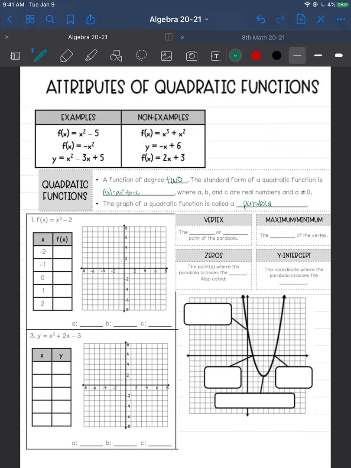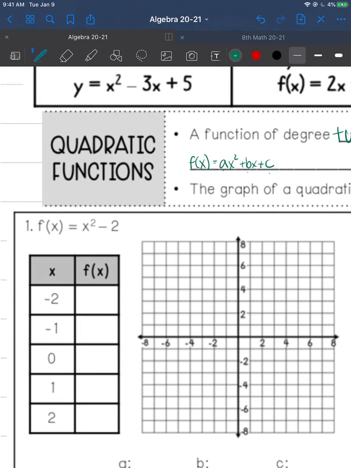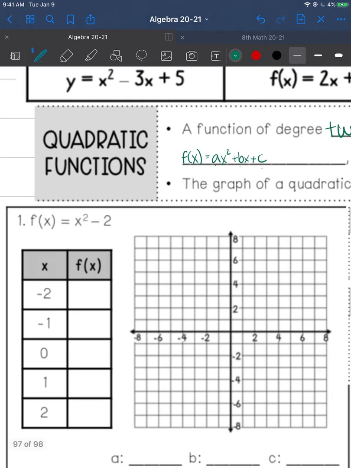So, what are parabolas? We're going to graph this, and I think we're just going to do the first one for time's sake. We're going to fill in this table based on our function. Everywhere there's an x, this is saying f of negative 2, so I'm going to put negative 2. Negative 2 squared is positive 4, because a negative times a negative is a positive. Minus 2, so that's positive 2. Negative 1 squared minus 2 is negative 1. 0 squared minus 2 is negative 2. 1 squared, we're back to negative 1. And 2.